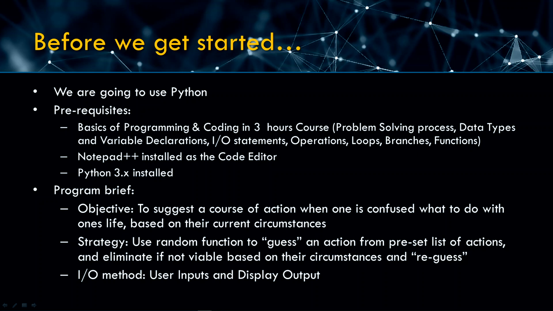But then we're going to eliminate the action if it is not viable based on their current circumstances, and then re-guess. And we'll do the viability check. If it's not viable, re-guess, and so on till it's viable. And then if it's viable, we give that. So we do that viability check, which will be the intelligence bit, as the filter. And if it's viable, then we'll suggest it.